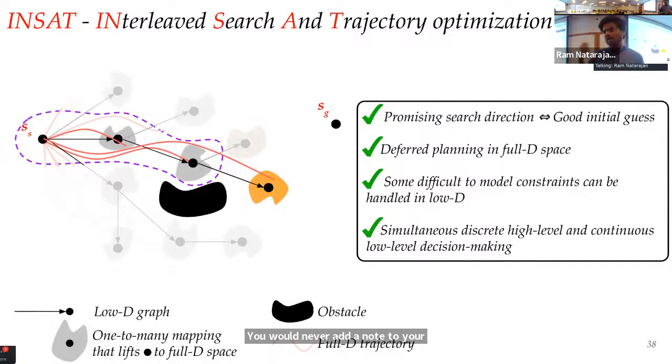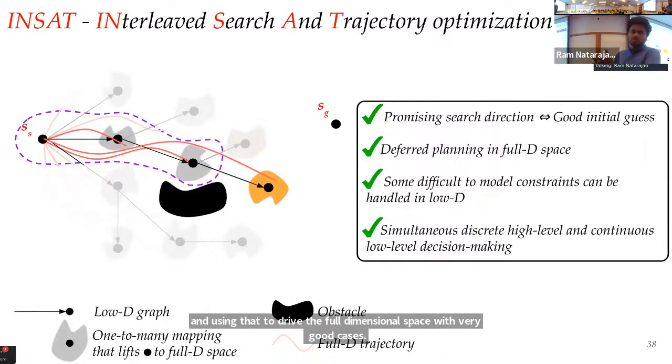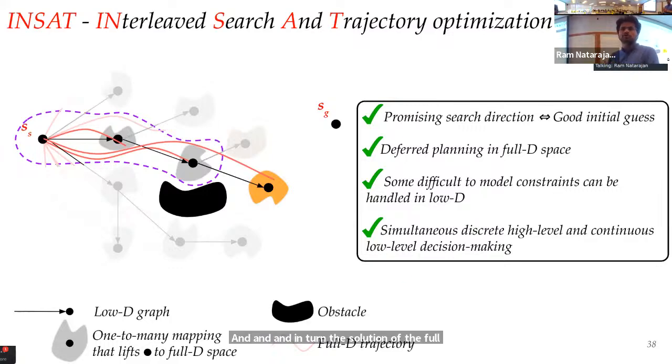And using the dynamic programming, you are systematically exploring the space using the search in the low dimensional, and using that to drive the full dimensional space with very good guesses. And in turn, the solution of the full dimensional optimization is also making sure that the search doesn't explore random, like something that is uninformative.